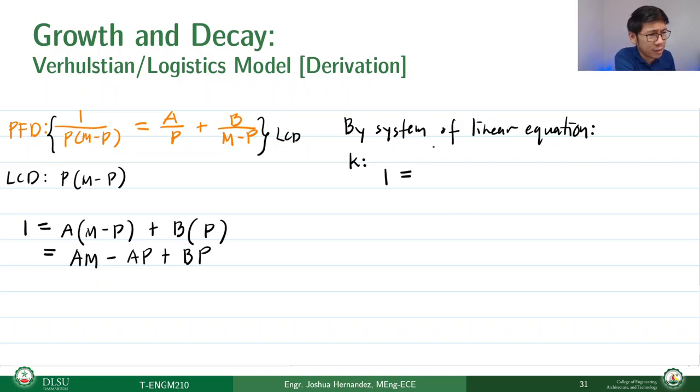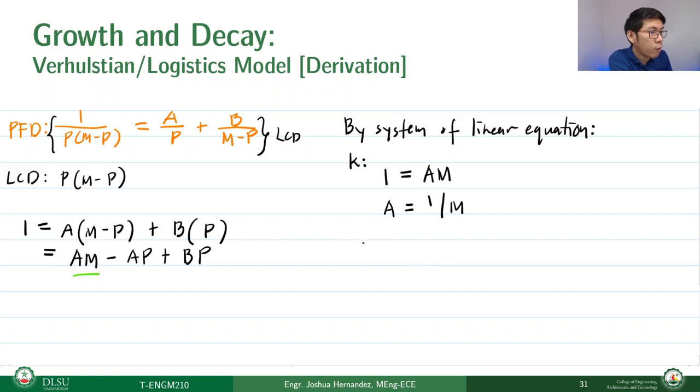So, kunin natin lahat nung walang p. So, obviously, from here, ang tanging walang p ay am. Yun yung may constant lang. So, therefore, 1 equals am. And a, which is yung numerator ng ating partial fraction, ay simply 1 over m.